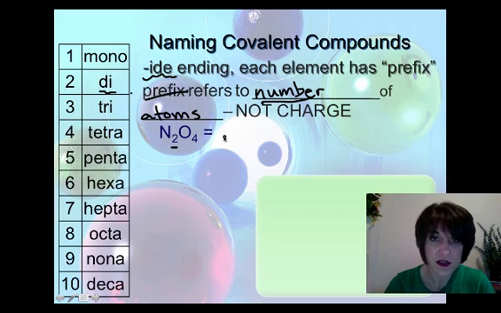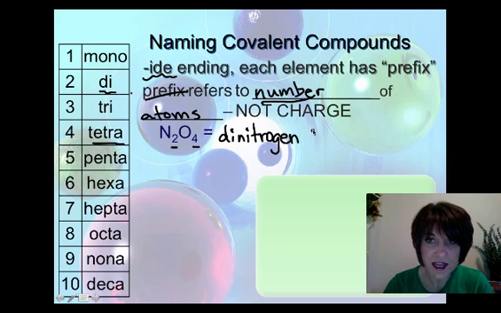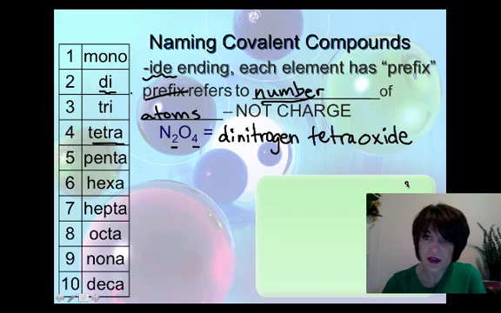So we call this di-nitrogen. And then what's the prefix for 4? We have 4 oxygens, so I'm going to call that tetra, and then change the ending so it's not oxygen, it's tetraoxide. And that's it.